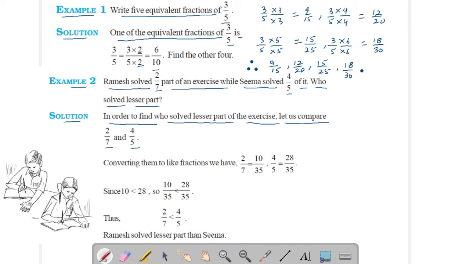To convert this, converting them to like fractions, we have 2 upon 7 equal to 10 upon 35. How will you get this? Here 2 upon 7. What is the LCM of 7 and 5? LCM of 7 and 5, it is 35.